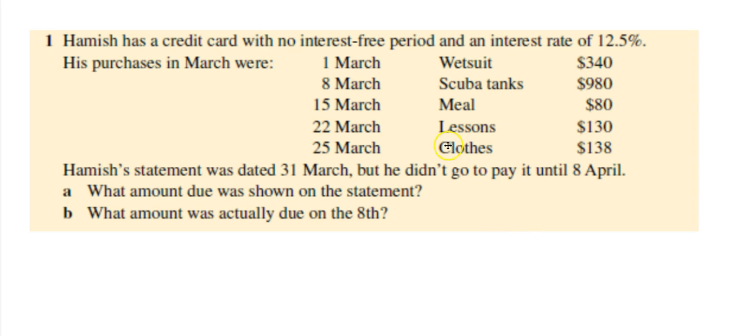Hamish has a credit card with no interest-free period, an interest rate of 12.5%. And his purchases were these. His statement date is the 31st of March. I said in the previous video, the statement date's always the last day of the month, but he didn't go and pay it until the 8th of April. Now, there's two questions here. What amount due was shown on the statement? And what amount would he actually have to pay on the 8th, which is when he cleared his credit card?